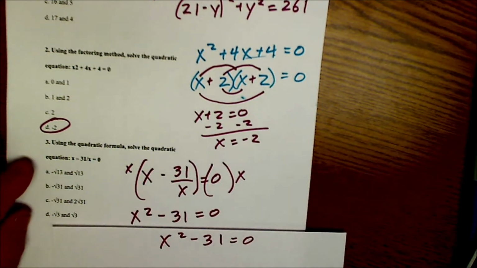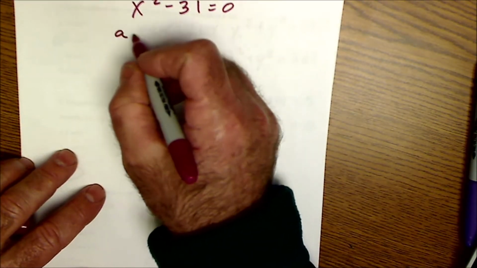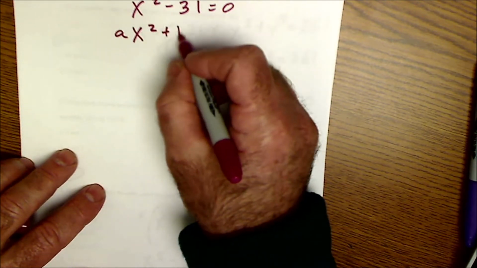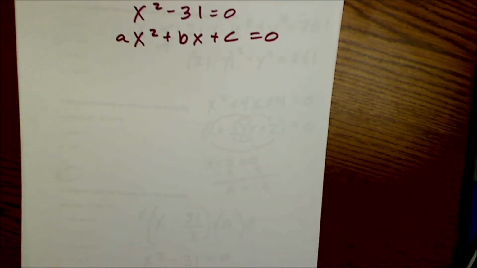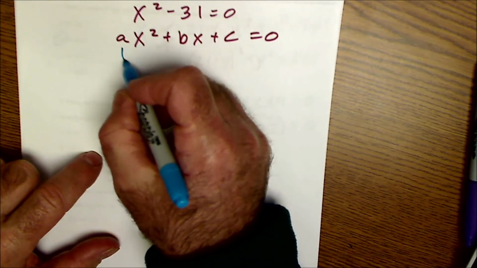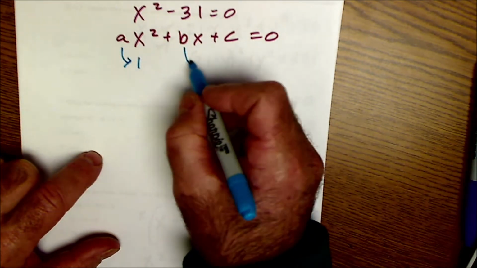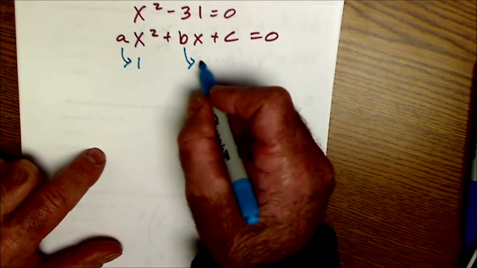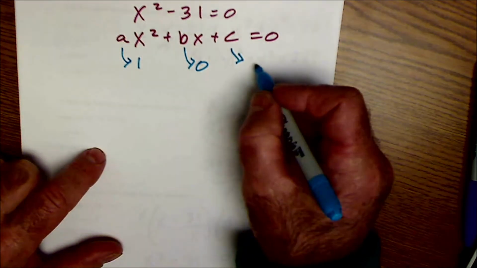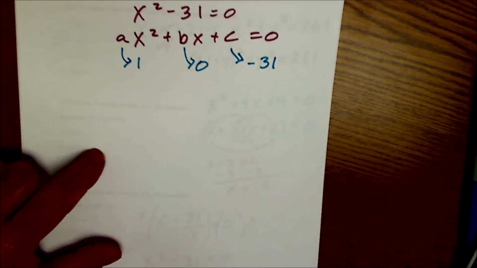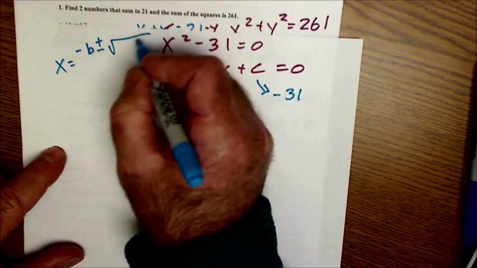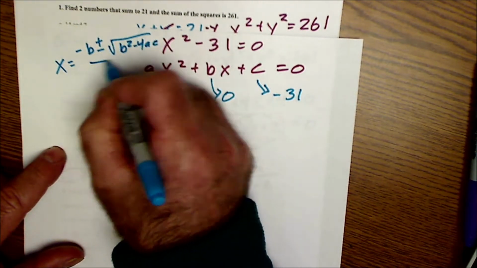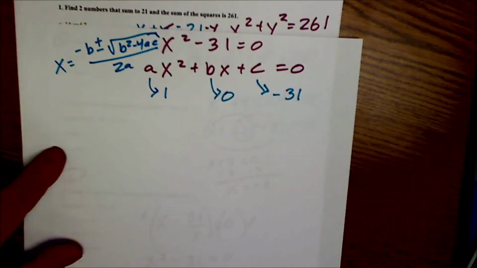Let me move it up here. And I'm going to use the quadratic equation. So I have ax squared plus bx plus c equals 0. That's a general equation. So in this case, my a is equal to 1. My b, there is no bx term, so my b is equal to 0, and my c is equal to negative 31. Again, that quadratic equation is x equals negative b plus or minus the square root of b squared minus 4ac all over 2a. There it is, a little crowded.